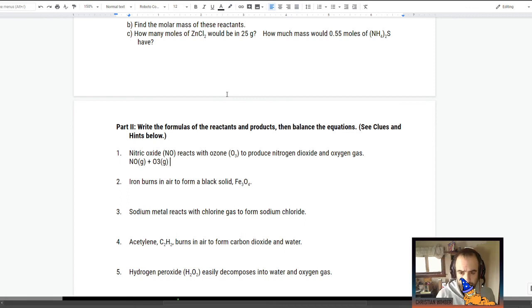All right, now here's the first thing that might be nice for you to know. If you type dash dash, greater than sign, and then a space, it automatically turns that into a normal arrow. Then we know this is going to make NO2 and O2.